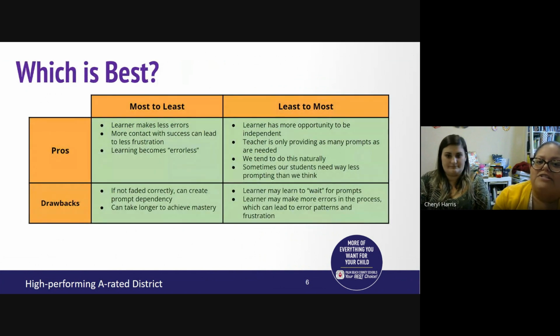So which is best? Most to least and least to most. There are some pros, right? So most to least, the learner makes fewer errors. That really supports errorless teaching. There's more contact to success, which can lead to less frustration. We don't want our kids frustrated, right? Learning becomes errorless.